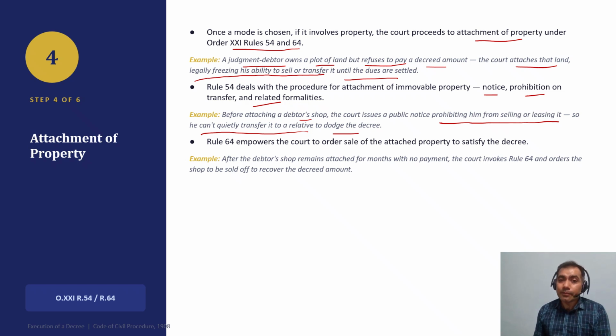Rule 64 empowers the court to order sale of attached property to satisfy the decree. Example, after the debtor's shop remains attached for months with no payment, the court invokes Rule 64 and orders the shop to be sold off to recover the decreed amount.